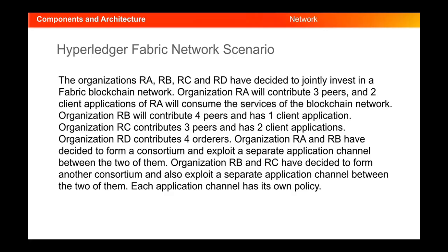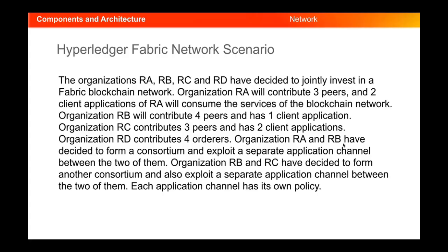So basically, to summarize this slide, we have organizations RA, RB, RC, and RD who have decided to jointly invest in a Fabric blockchain network. Organization RA will contribute 3 peers and two client applications, and RA will consume the services of the blockchain network. Organization RB will contribute 4 peers and has one client application. Organization RC contributes 3 peers and has two client applications. And organization RD contributes four orderers or order peers.